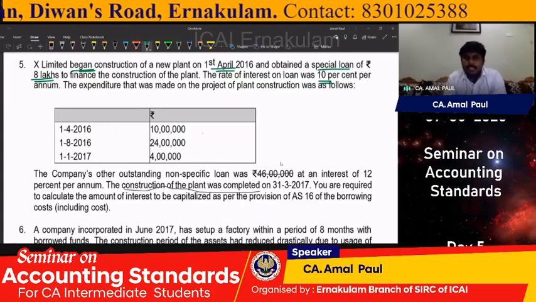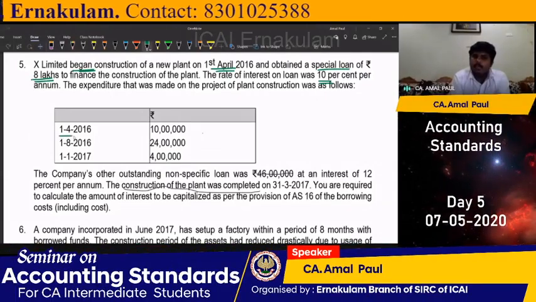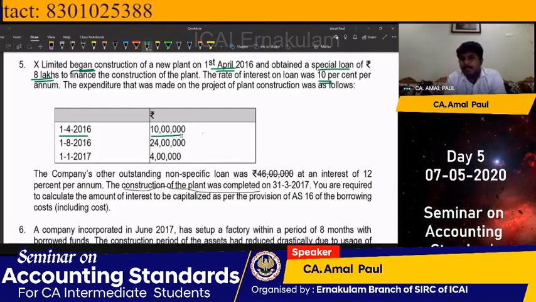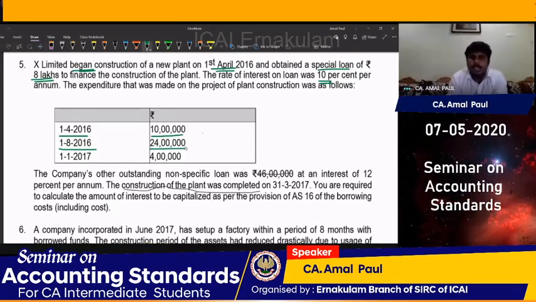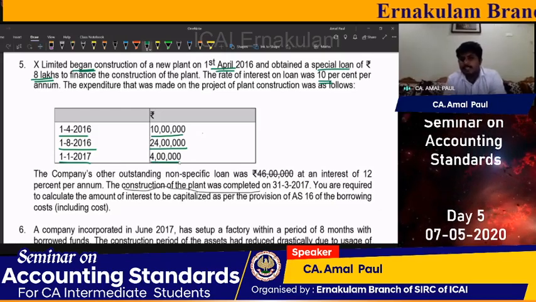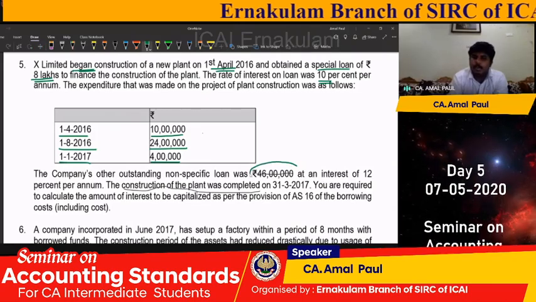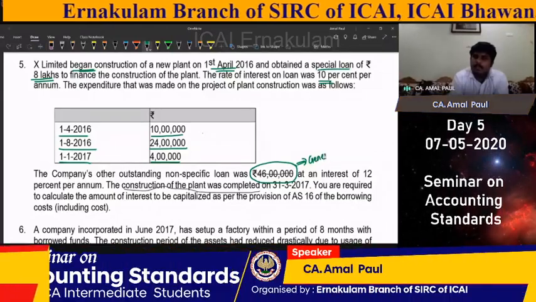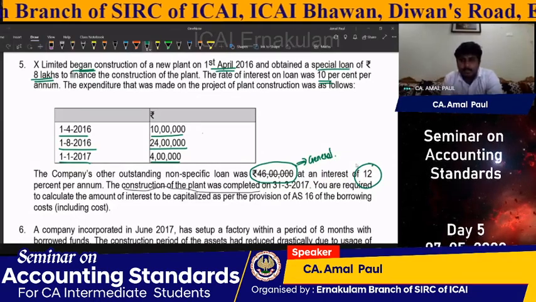So this is your case. You are having an 8 lakhs loan. On 1/4/2016 itself, you had spent 10 lakhs. On 1/8/2016, you had again spent 24 lakhs. And on 1/1/2017, you had spent 4 lakhs. The company has another non-specific loan of 46 lakhs. So this is your general borrowing, and for this, they had said that 12% is the interest rate.